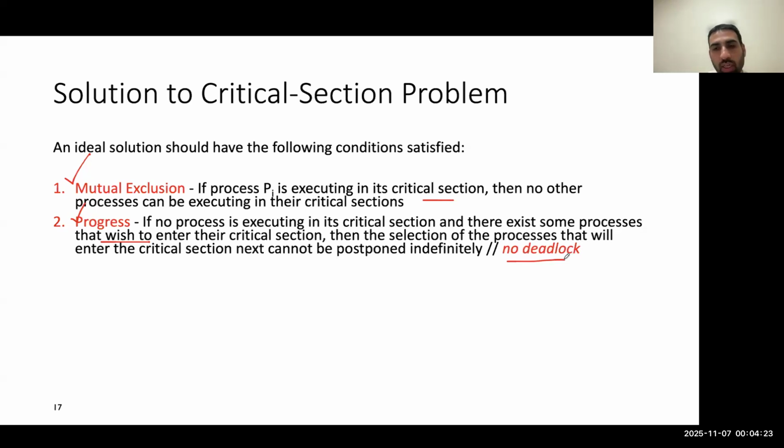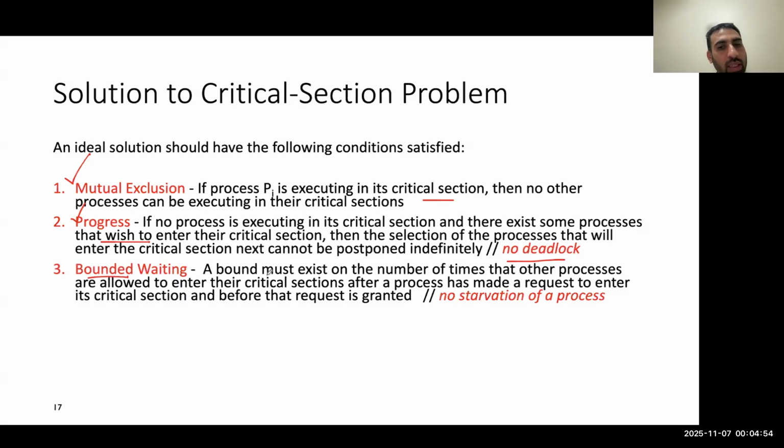Let's say if there is one, then it will definitely enter the critical section. If there are two, then one of those two will enter. If there are four, then one of those four will enter. We don't want to end up in a situation where we have, let's say, four requester processes trying to enter the critical section and none of them are able to enter, right? If that happens, it is known as a deadlock, and we don't want to have deadlock.